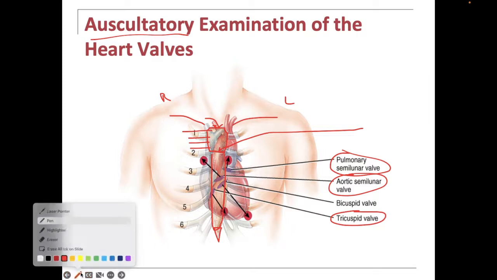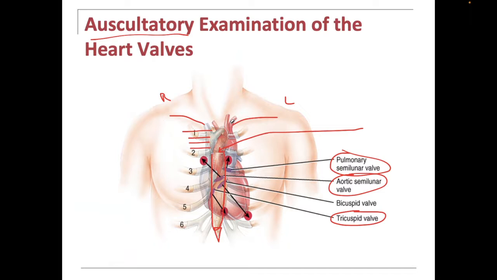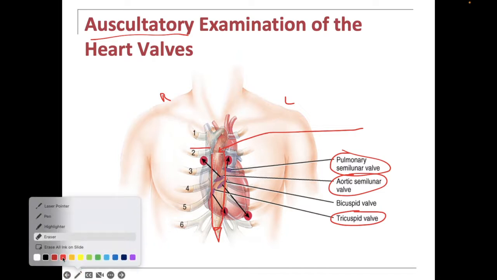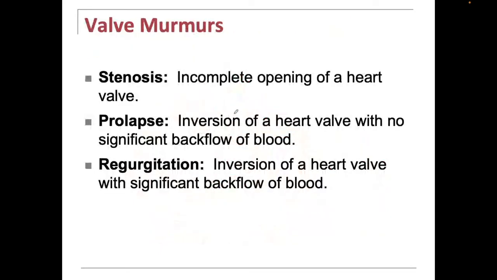Now, let me see if I can erase this here just to show you something. So now that we're here, you can see the brachiocephalic, the left common carotid artery, and then the left subclavian artery. You can see them off the top. Now, stenosis, prolapse, and regurgitation. We're still talking about these valves.